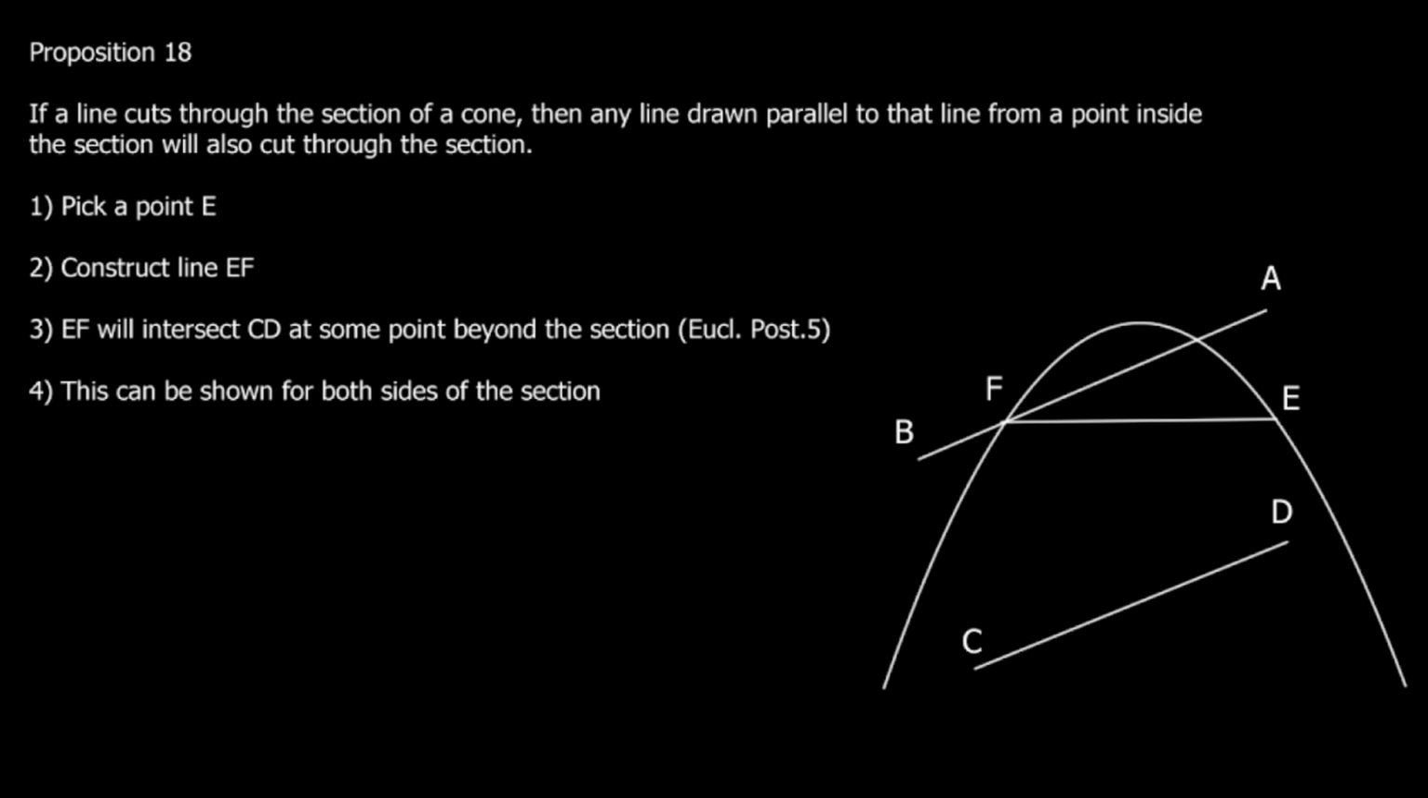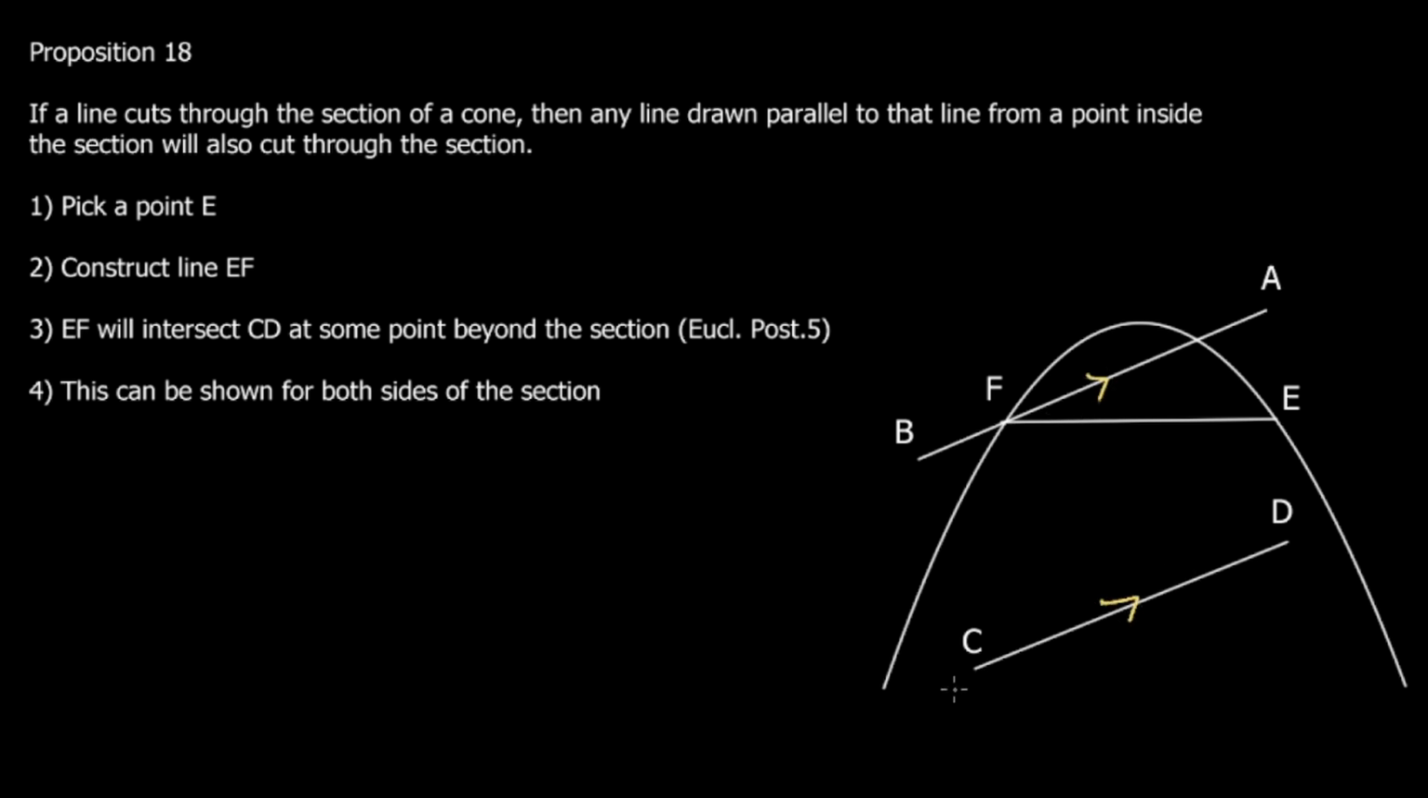Okay, proposition 18. If a line cuts through the section of a cone, then any line drawn parallel to that line from a point inside the section will also cut through the section. So here we have our line AB, which cuts through the section, and we're going to take a point C inside the section and draw a line CD, which is parallel to AB.